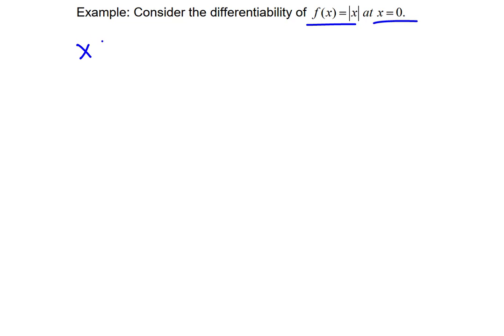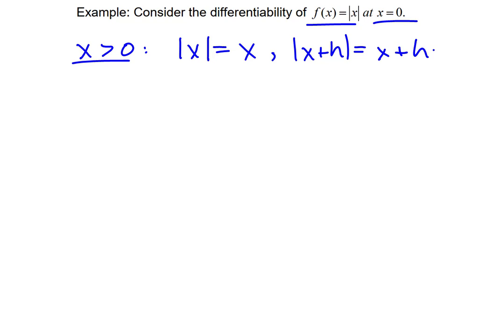For instance, if x is greater than 0, positive, of course that's on one side of 0, in that case, according to the piecewise definition of this function, we would say that the absolute value of x equals x. And similarly, for some small but positive h value, we could say the absolute value of x plus h would be equal to, well, x plus h, relatedly. And this, of course, is for some value of h greater than 0 but small.